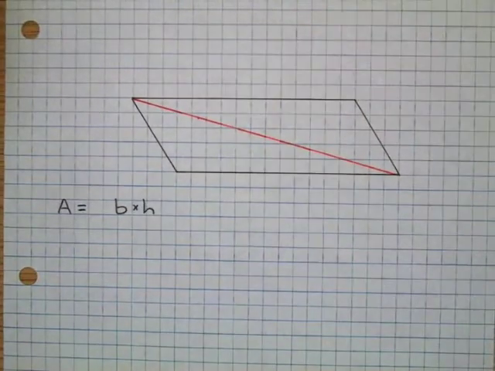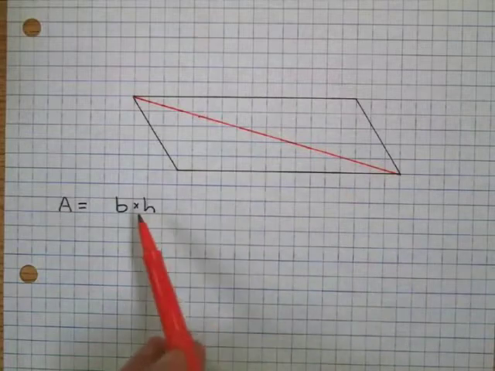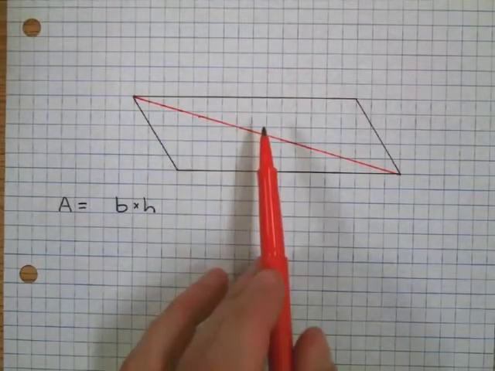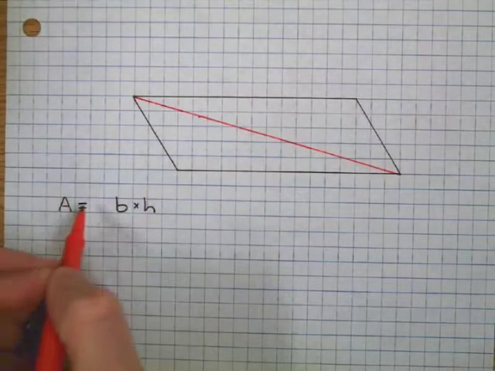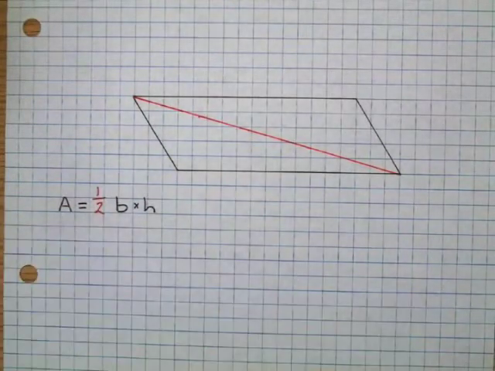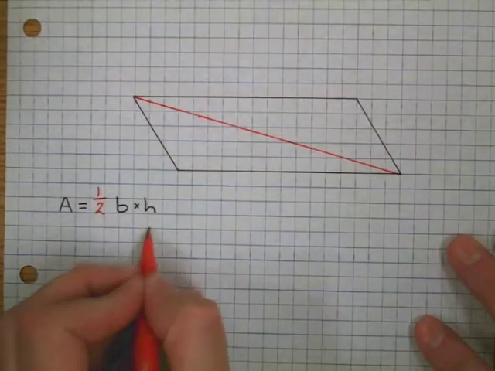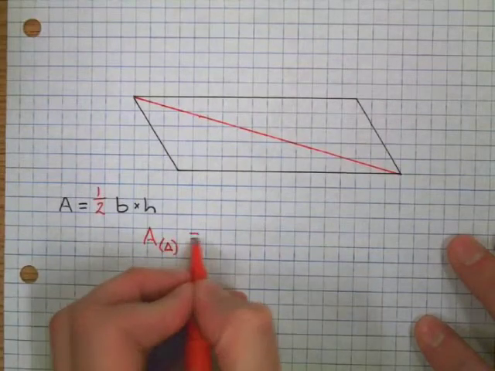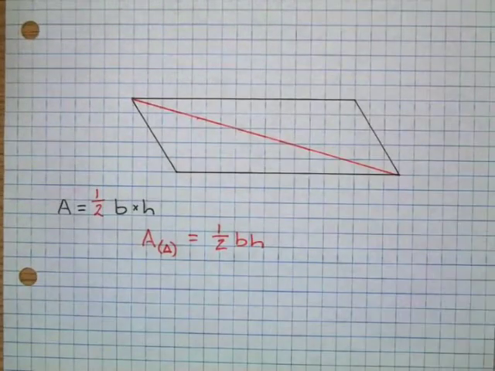Well, if we know that the entire area here is equal to base times the height, then we know that each of these triangles, the area will be equal to 1/2 of the area of the whole parallelogram, or 1/2 base times the height. So our area for a triangle is equal to 1/2 base times height.